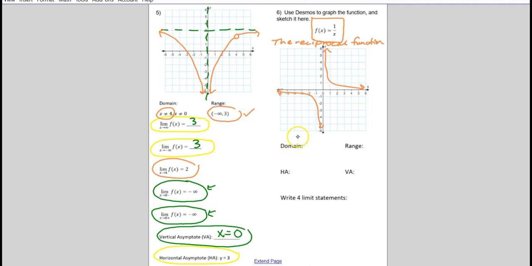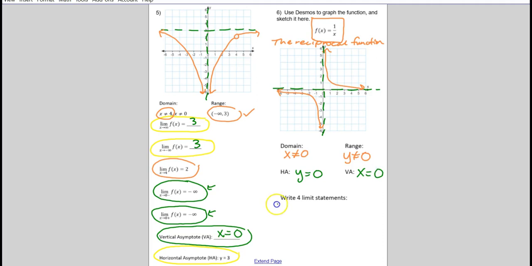And so the domain is all real numbers except 0. The range is all real numbers except 0. We can draw in a horizontal asymptote, and the equation of that line is y equals 0. We can draw in a vertical asymptote, and the equation of that line is x equals 0. And then here are the limits that I would write.